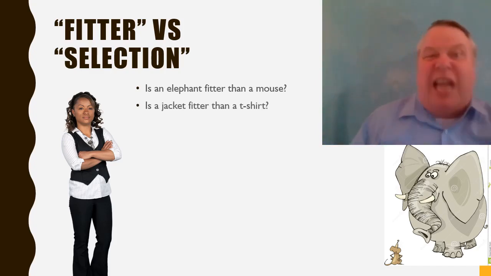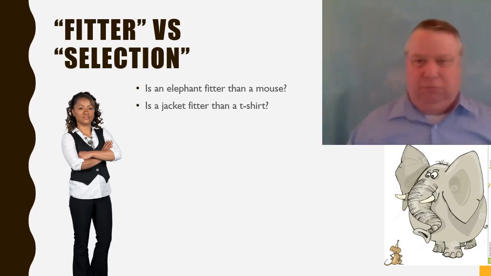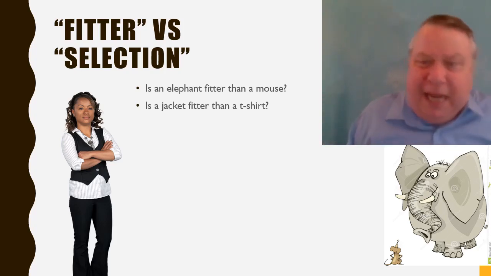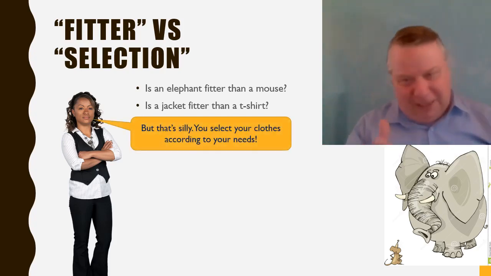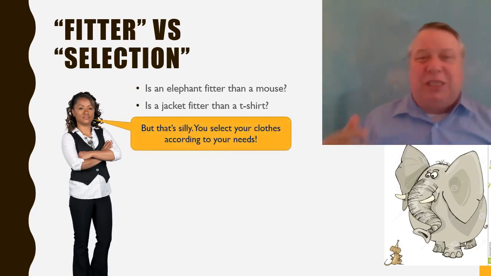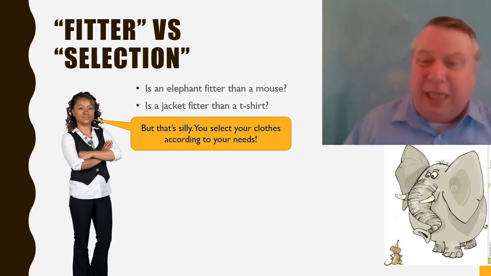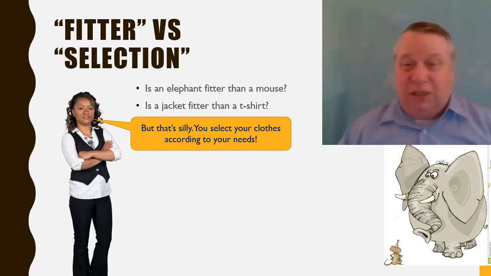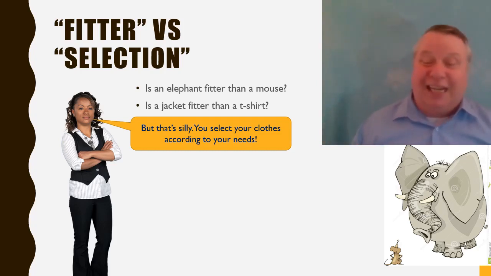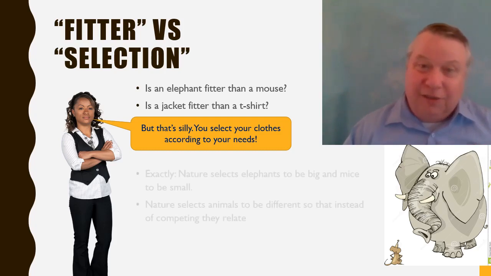If I ask you, is a jacket fitter than a t-shirt? You say, well, it depends, right? What does it depend on? Oh, okay, Sherry, very good point. You select your clothes according to your needs or the weather, right? If it's hot, you wear a t-shirt. If it's cold, you're going to wear a jacket. So this is what we mean by selection, right?